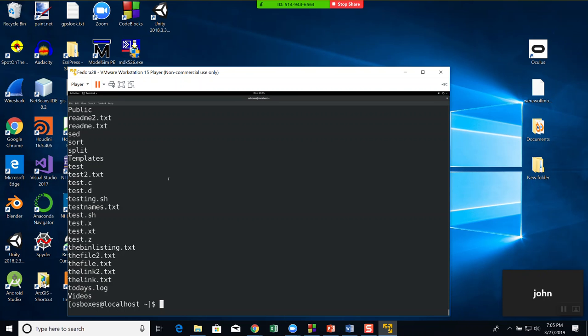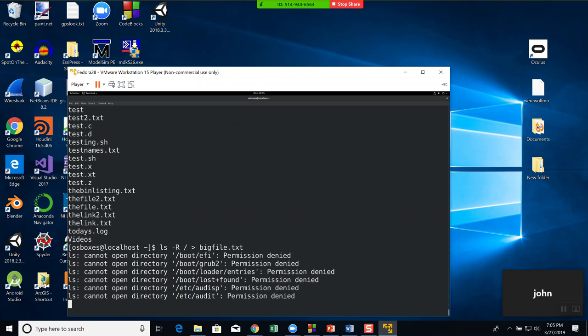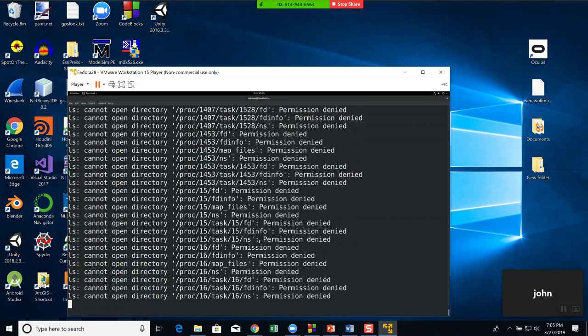Now there are exceptions to that. Like if I do an ls, let me see if I can get the syntax correct on this, -R slash greater than bigfile.txt. The ls is list files, and the -R, uppercase R, is recursively, so it'll go through all the folders underneath each folder. And then the slash is your root. Now, if I redirect that to the bigfile.txt, I still get messages appearing on my screen.